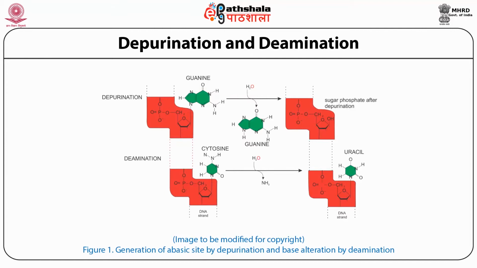Reports show that the DNA of each human cell loses about 18,000 purine bases, adenine and guanine, every day because their N-glycosyl linkages to sugar hydrolyze by a spontaneous reaction called depurination. In addition, reactive compounds generated from cellular metabolism can cause the deamination of DNA bases.